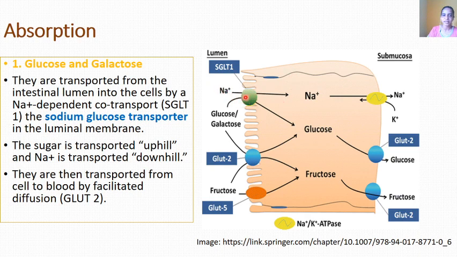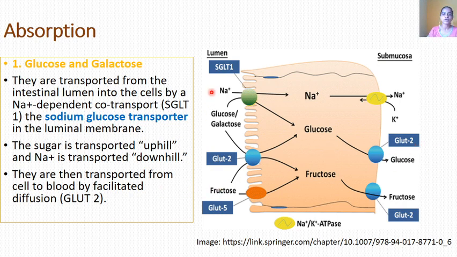So this sodium binds here. As soon as sodium binds, some conformational change happens, and before sodium moves from here to here, because of the conformational change, glucose and galactose will bind, and then both of these are transported across the membrane into the cell, into the cytoplasmic area. Once they are inside, sodium again will be pumped out with the help of sodium potassium ATPase, and glucose will be transported out through another transporter called glucose transporter 2. So this glucose will then go to the blood.